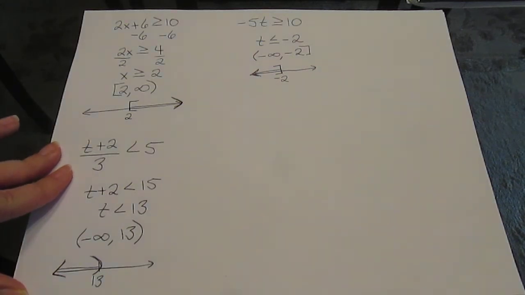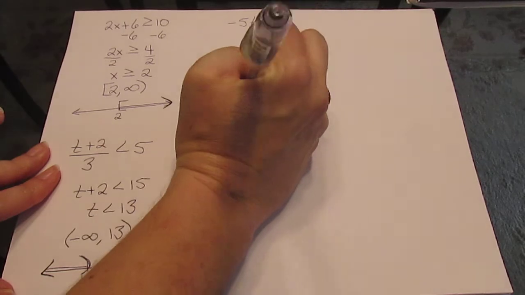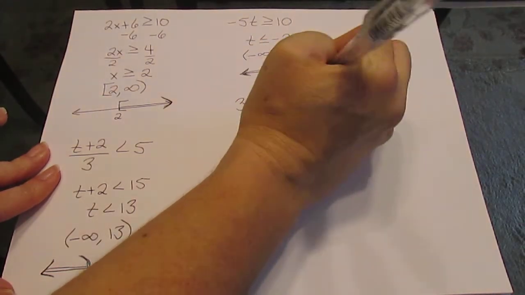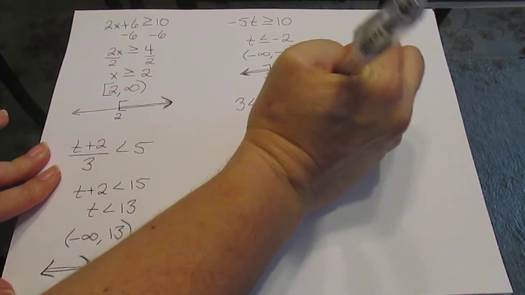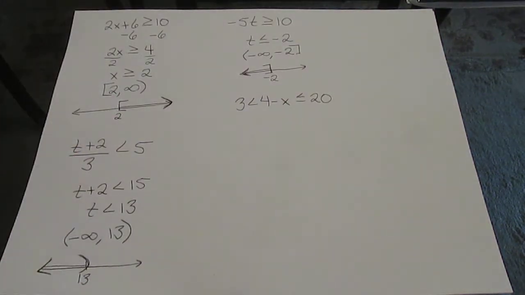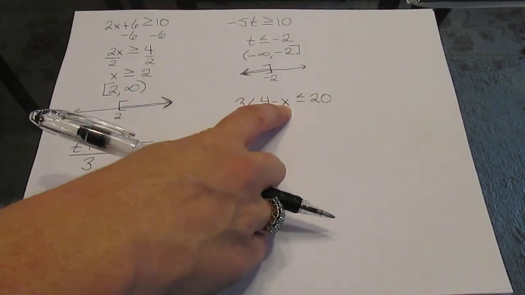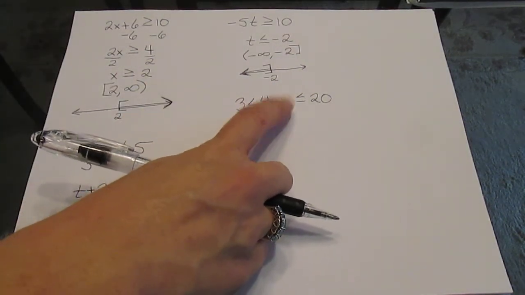Okay, then the last couple examples, they give you a compound inequality. That's where you've got two inequalities in the same sentence. So we've got 3 less than 4 minus x less than or equal to 20. This is what's called a compound inequality. You still want to get x by itself, but leave x in the middle.